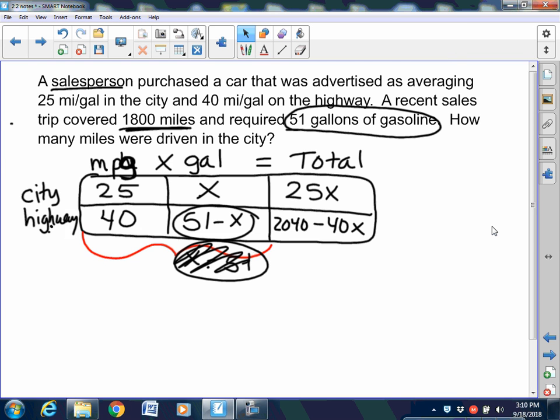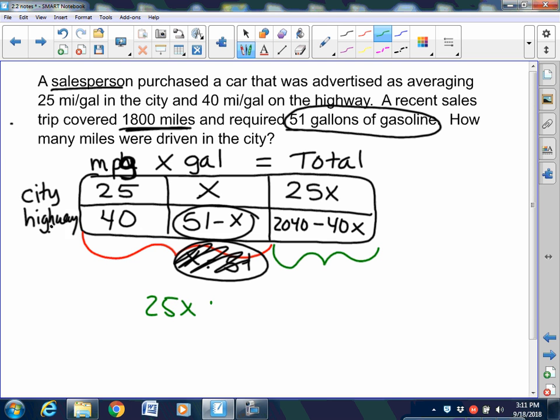Okay, now these two boxes are the only two that you use to set up. I think you're getting pretty good at this by now, right? Is there a total that we haven't even used yet, or do we set these two equal to each other? There's a total. So what are you going to do with those two boxes? Add them up and set them equal to the total. Should we finish it? I will finish it, right? 25x plus 2040 minus 40x equals 1800.